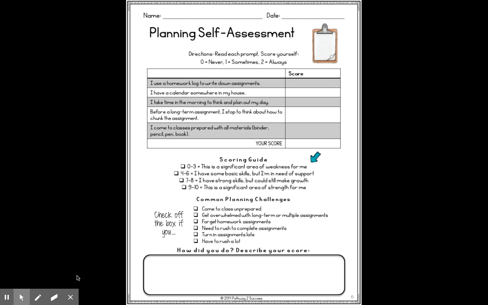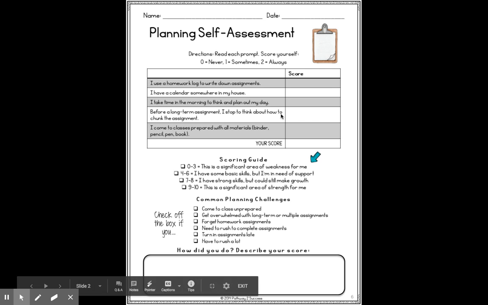And finally, I come to class prepared with all materials. So for distance learning, that means you've got your Chromebook and you have your charger next to you. Hopefully your Chromebook is charged and you have anything else that you might need. Some classes require a pencil and paper. It depends on what your teacher has asked of you, but do you come every single day with the things you need and you don't have to get up to go find them once class has already started?